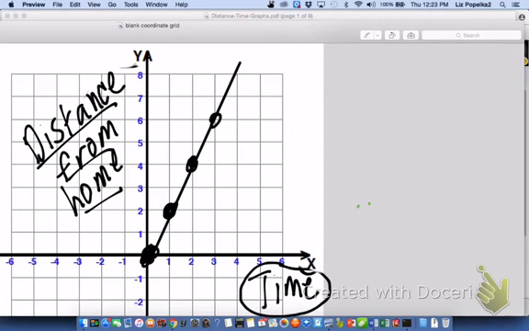And all of the graphs you're going to be matching up have to do with the same two variables. You've got time over here on the x-axis and distance from home on the y-axis. Distance from home is on the y because it's your dependent variable, because of course the longer you travel, your time, the farther away from home you're going to be. So your distance depends on your time, and your dependent variable always goes on the y-axis.